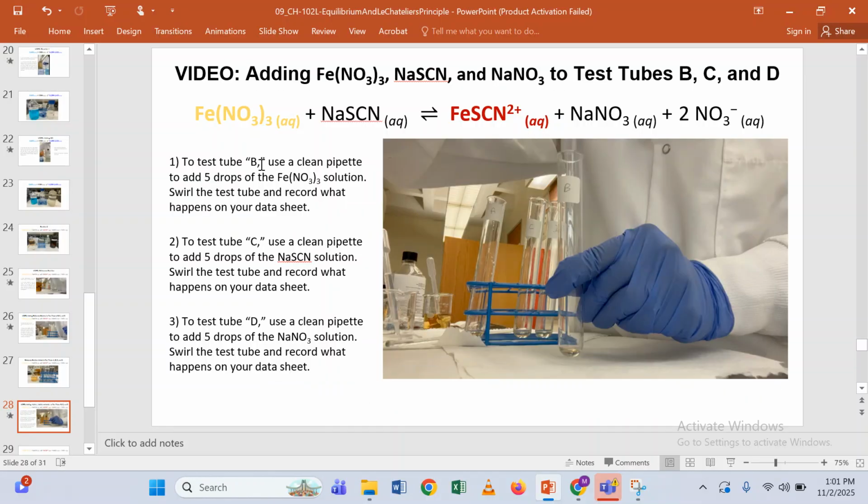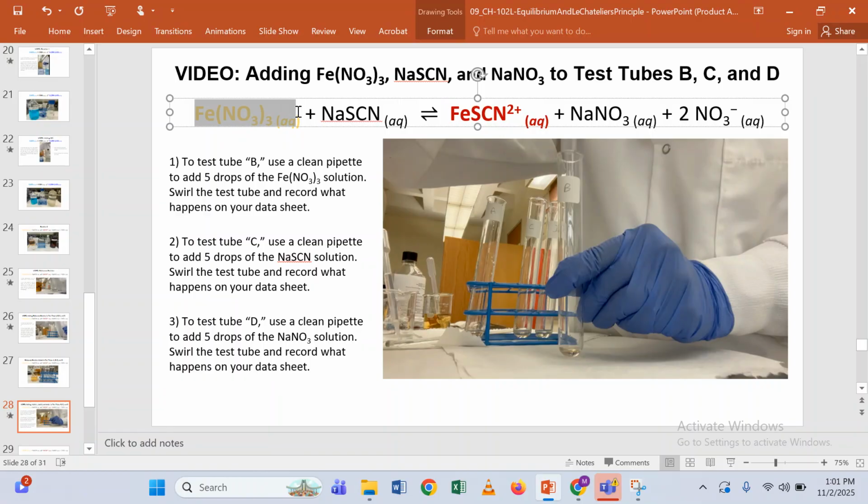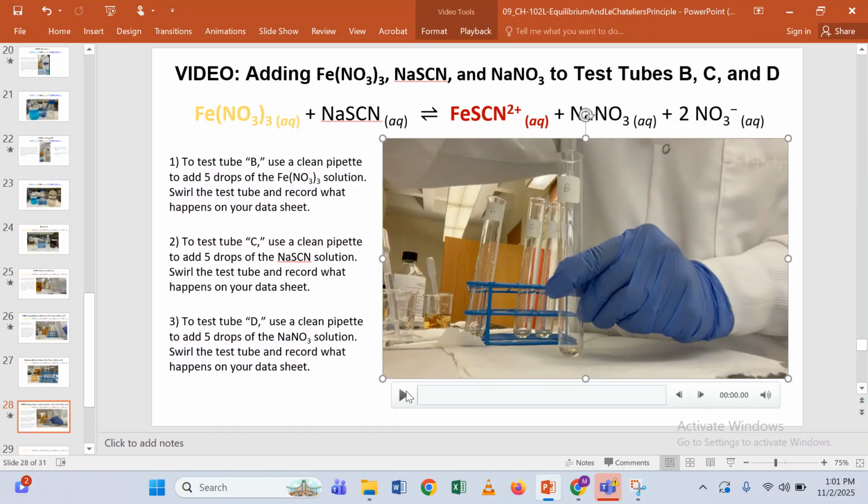So to test tube B, we're going to use a clean pipette and add Fe(NO3)3. So we'll be adding more reactant. For test tube C, we will be adding NaSCN, which is the second reactant. For test tube D, we'll be adding NaNO3, which is our product. And let's see what's going to happen. All right, so let's play the video.